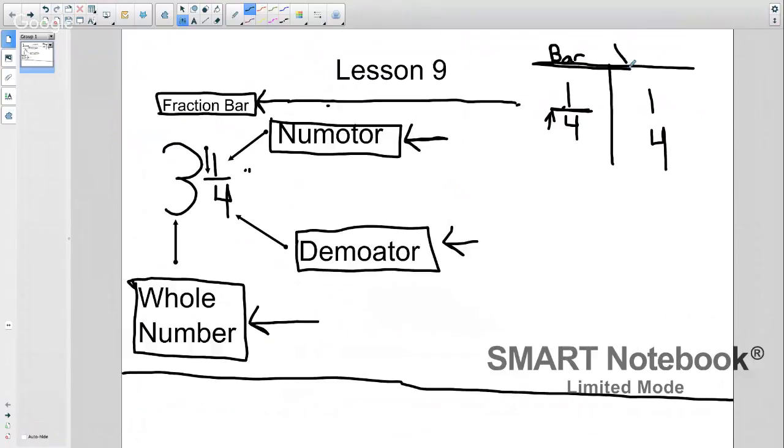It is a whole number. Like, this is the whole number. If there's a 3, that's a whole number. But if you erase the denominator and the fraction bar, it will become a whole number like that.